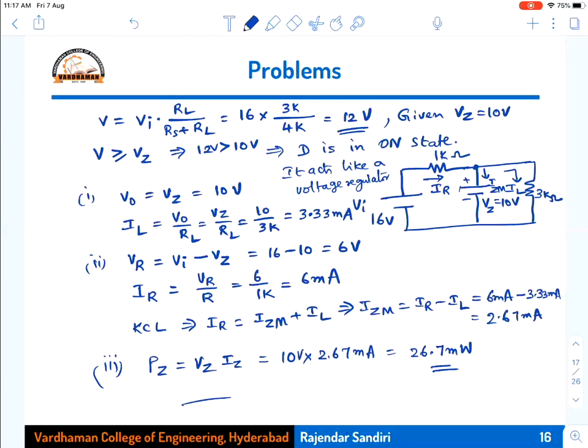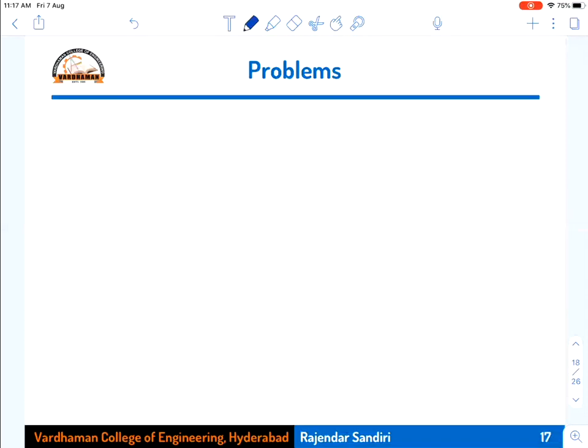10 volts is the breakdown voltage, but you got the voltage across the Zener diode as 8.72 volts. So for any voltage less than the breakdown voltage, the diode will be in the off state and it does not act like a voltage regulator. It is not operated in its required operating region. Therefore, it will not be a voltage regulator.